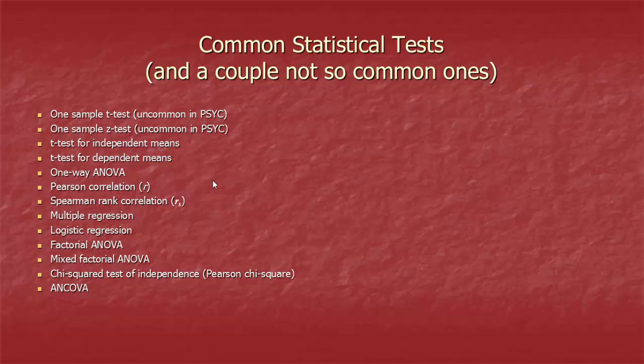Another common statistical test that you'll see in a lot of psychology papers is the chi-squared test, the chi-squared test of independence. Sometimes it's referred to as the Pearson chi-squared. Same guy that came up with the Pearson correlation. Well, with Pearson's correlation coefficient, it was two continuous variables, and you're correlating them. You're looking for a relationship between two continuous variables. With a chi-squared test of independence, you're looking for a relationship between two categorical variables, two nominal variables.